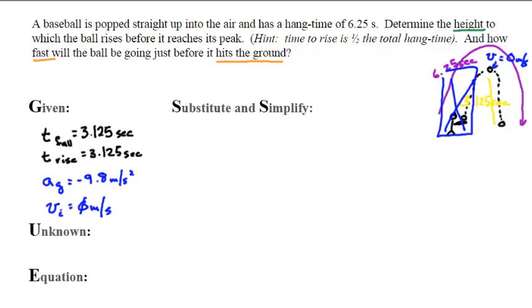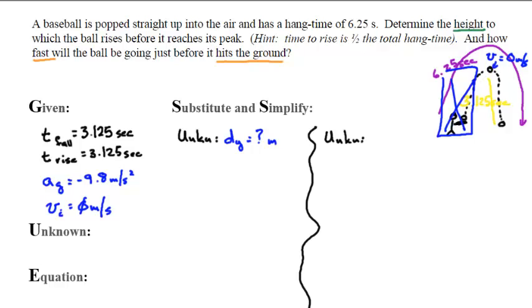So I'm going to divide my paper up into 2. When I'm looking for the unknown, that's my distance in the y-axis. That's going to be in meters. And on my second problem, I'm going to be looking for velocity final, the point at which the ball hits the ground.